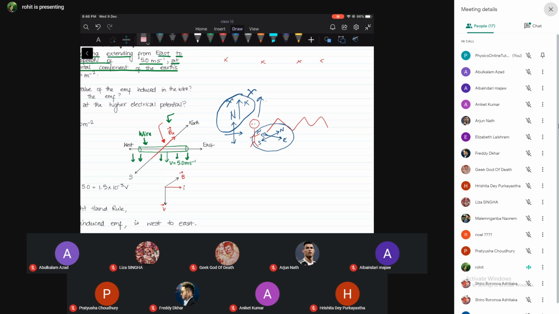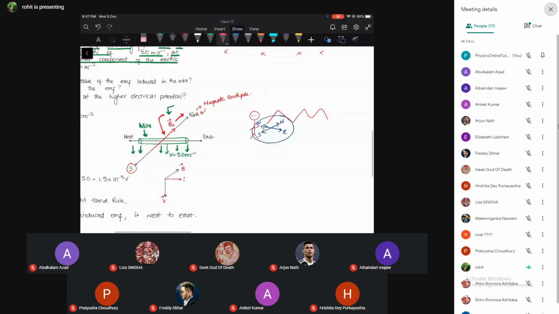So now check. Please tell me, guys, are you clear that I'm drawing this magnetic field, and why am I drawing it towards the north? Because the magnetic field will always point towards the north. Here you have the magnetic south pole. If you remember, I told you near the north pole, what do you get? You get the magnetic south pole. And near the south pole, which pole do you get? You get the magnetic north pole.